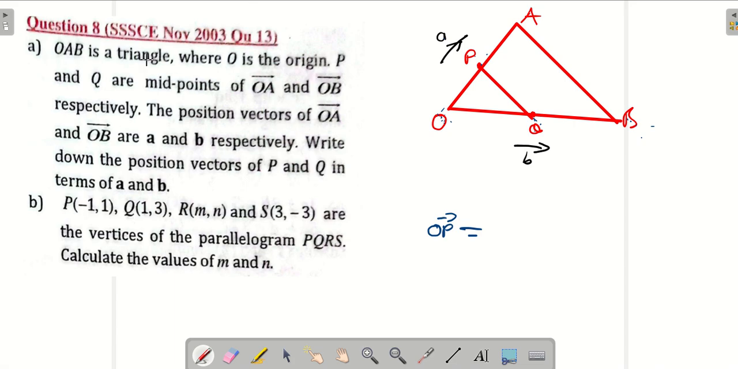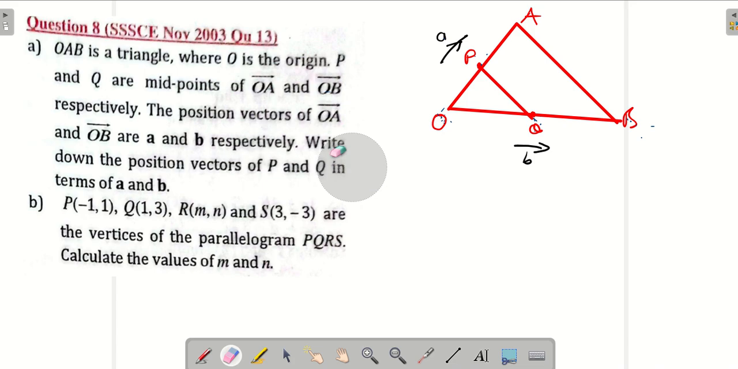Let me look whether I have represented everything. Okay, so it means that there's no way, because since they have not given you any ratio here, there's no way you can express AB in terms of A and B.